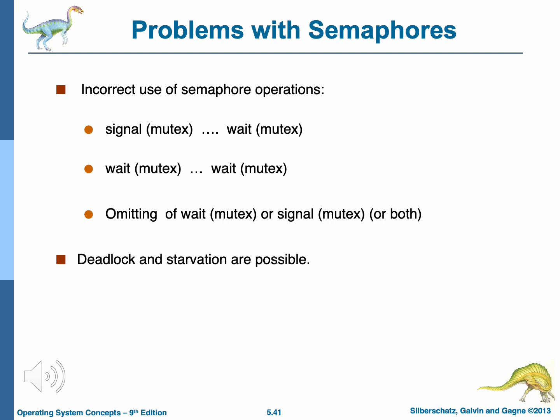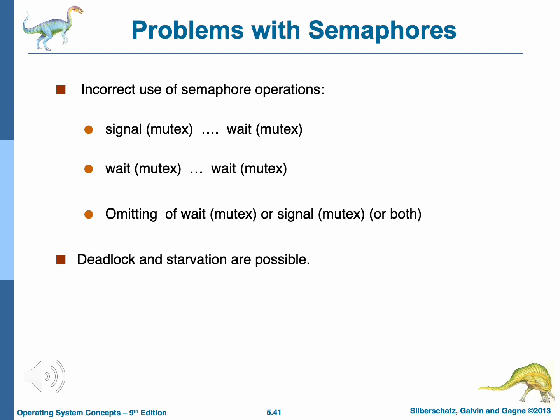Suppose that a process replaces signal mutex with wait mutex. That is, it executes wait mutex, critical section, wait mutex. In this case, a deadlock will occur. Suppose that a process omits the wait mutex or the signal mutex, or both. In this case, either mutual exclusion is violated or a deadlock will occur.